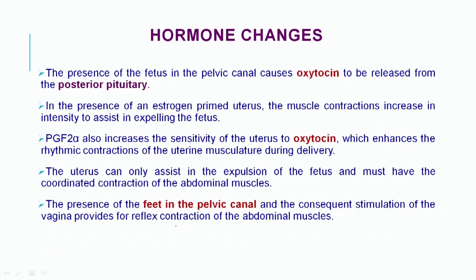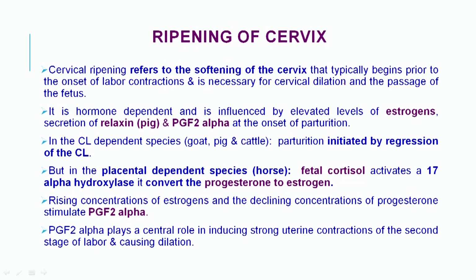So, the presence of the fetus in the cervical canal causes oxytocin to release, which again helps in parturition, and the presence of the feet of the fetus in the pelvic canal is a consequent stimulus of the vagina, provided by the reflex contraction of the abdominal cavity. This is also called Ferguson's reflex. Ripening of the cervix is again done by estrogen, PGF2 alpha, relaxin, and initiated by the degradation of the corpus luteum.